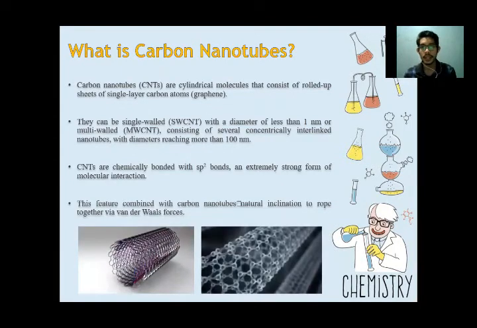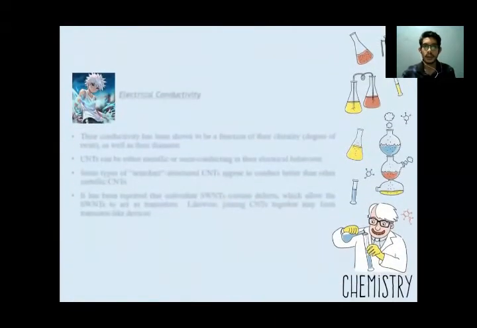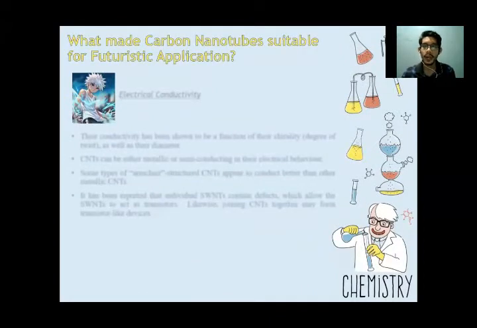So this is an example of the carbon nanotubes. In the figure, the right side is a single wall carbon nanotube, and the left side is a multi-wall carbon nanotube. So this is the structure of the carbon nanotubes. Next, why is carbon nanotubes suitable for futuristic application?